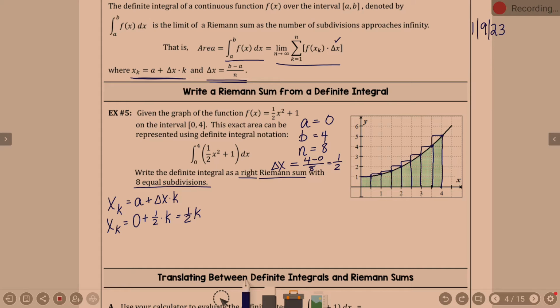Now, while we're here, and we can do this now or later, let's talk about what f of x sub k looks like. So that means I'm going to take the f of x function, right? F of x is defined up here. Every place I see an x, I'm replacing it with the 1/2 k, which is what my x of k is, right? So what's that going to look like? It's 1/2 times x squared. So it's going to be 1/2 times, what am I putting in place of x?